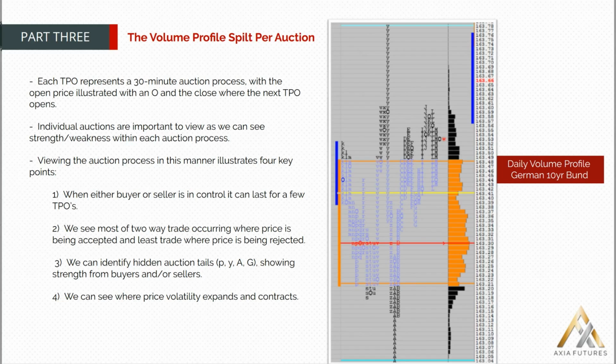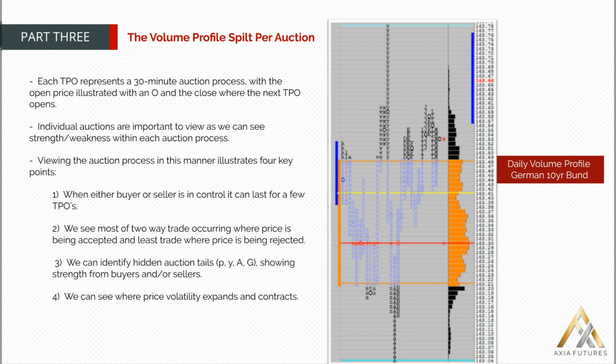The next reason we want to split is that we can identify hidden auction tails, as mentioned before. And these auction tails will show us strength from buyers and sellers. And the fourth reason is we can see where price volatility expands and contracts.